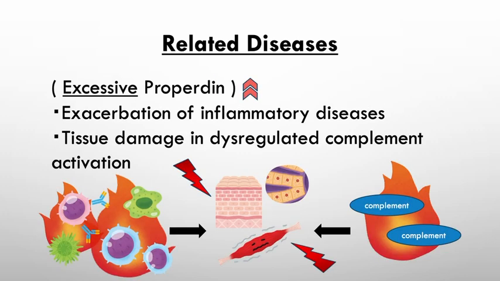Finally, factor P can be involved in disease not only when it is deficient, but also when it is excessive. When properdin levels are too low, alternative pathway activation is impaired, leading to recurrent infections. Conversely, when properdin levels are too high, complement activation can become dysregulated, contributing to excessive inflammation and tissue damage.